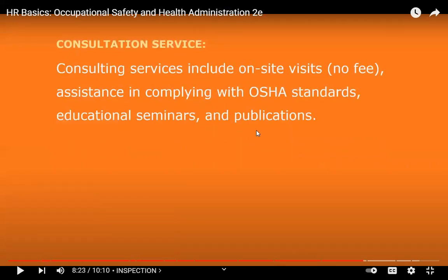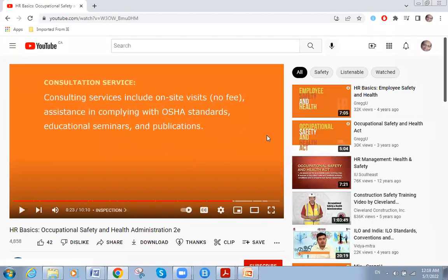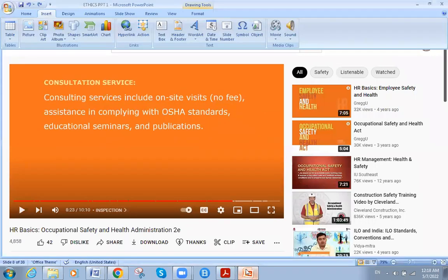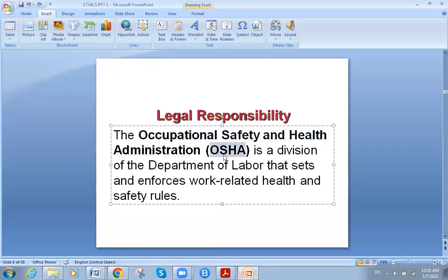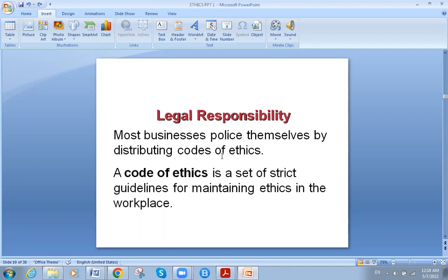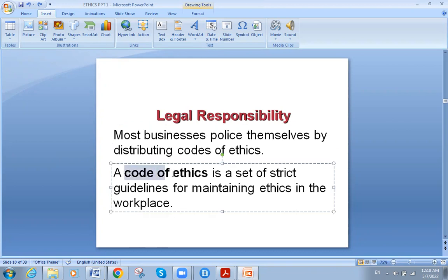I think this will be enough of this part of this video that shows us what is the meaning of OSHA, like you see here, OSHA and its work and the job of OSHA. These are the points which we talk about the legal responsibilities, and we will move forward to the next video, episode 3, about the code of ethics and the code of conduct.